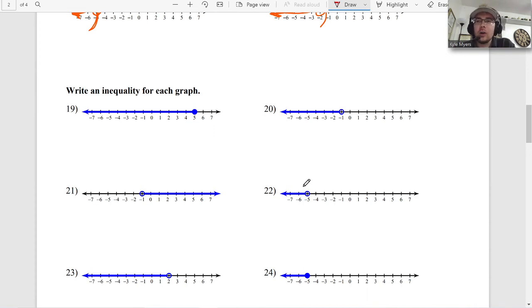Okay, so we're going to start off with M. And then we need a less than or a greater than. Okay, well, it's going this way, right?